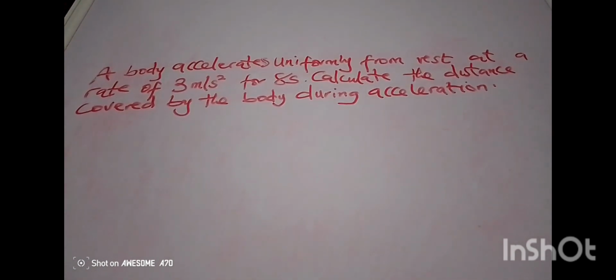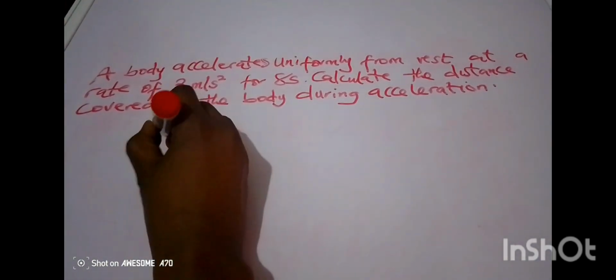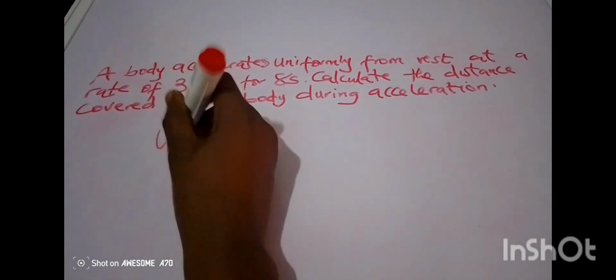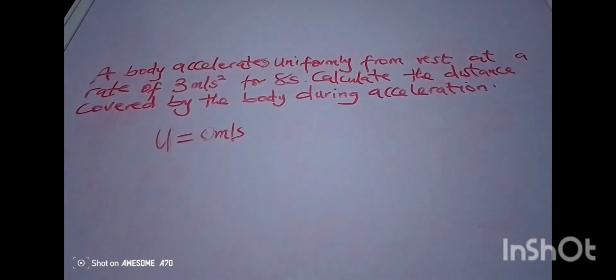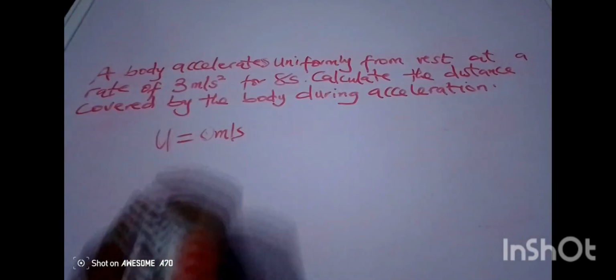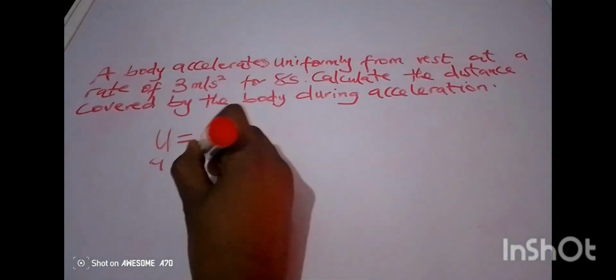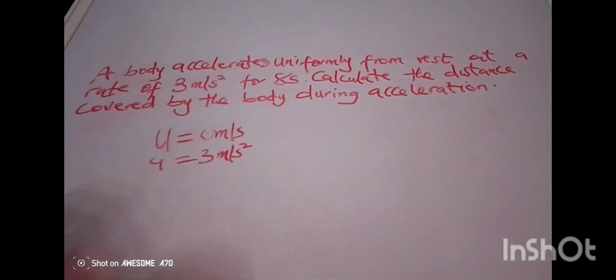Remember, in the previous class I said that there are some concepts you must understand. That when a body accelerates from rest, it simply means that the initial velocity of that body, u, equals 0 meters per second. So take note of that. So when we write now, we say u, which is the initial velocity of the body, is given as 0 meter per second, because it's accelerated from rest. Now, the acceleration is 3 meter per second square. So our a is 3 meter per second square.